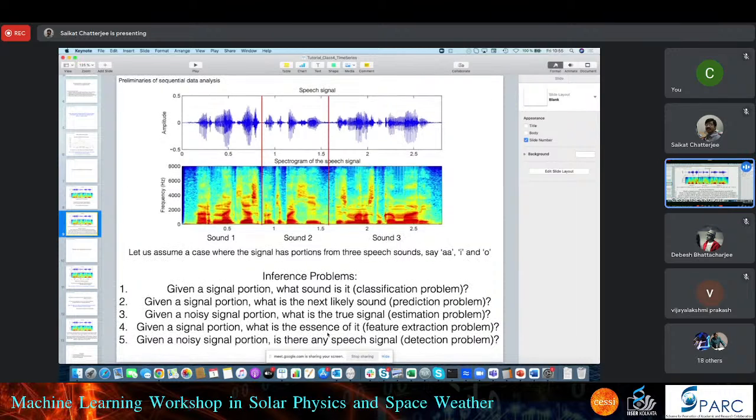Then comes a very interesting problem. Actually, this exists in all your mobile phones. Given a noisy signal portion, is there any speech signal? This is called the detection problem. That means, given a noisy signal, you really don't know whether the noise has buried the true signal or there is no true signal for that portion.